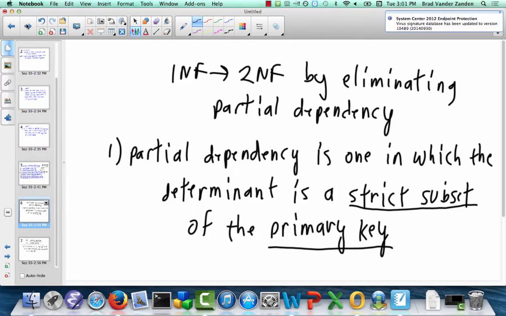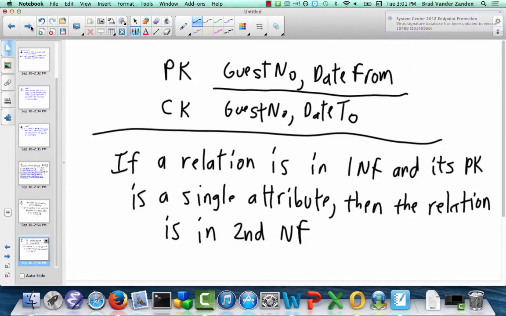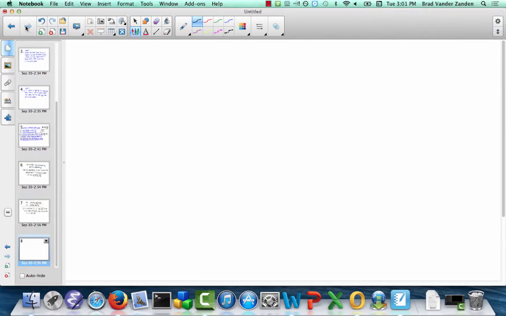So what we do is remove the entire partial dependency from the relation and form its own new relation, which means that we end up with guest number as a relation that contains guest number, guest name, and guest zip code.